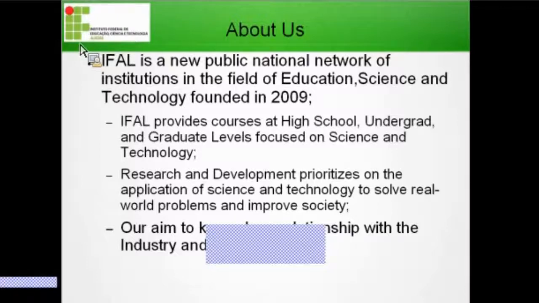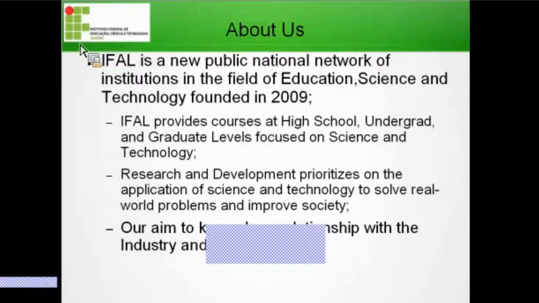So I'd like to speak firstly about IFAL. It's a new institution. It was founded in 2009. The idea of IFAL is to provide courses at the levels of high school, undergrad, and graduate. IFAL is focused on science and technology, so we don't have courses from other areas such as health and law yet, but most of our focus has been on technology historically.